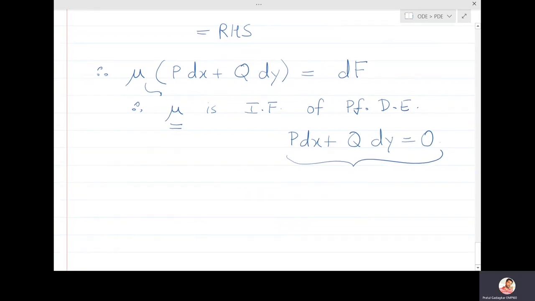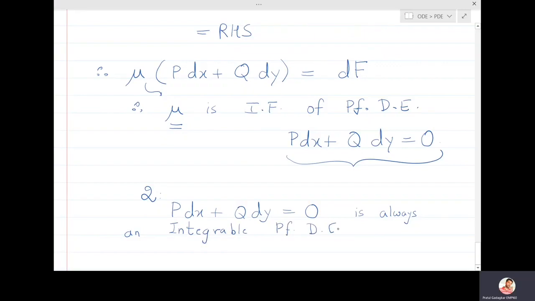So what we have proved in this theorem is that any Pfaffian differential equation in two variables, of the form P dx plus Q dy equal to 0, may be exact or may not be exact, but it is always an integrable Pfaffian differential equation. So this is what we have proved in this theorem. Moving ahead, now we prove the next important theorem.